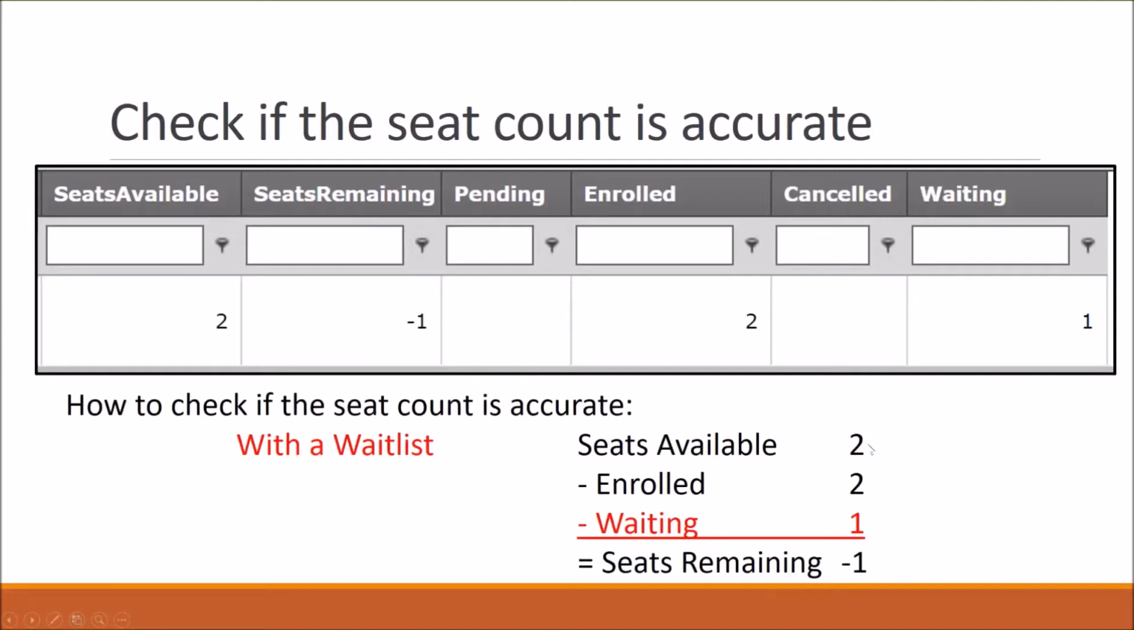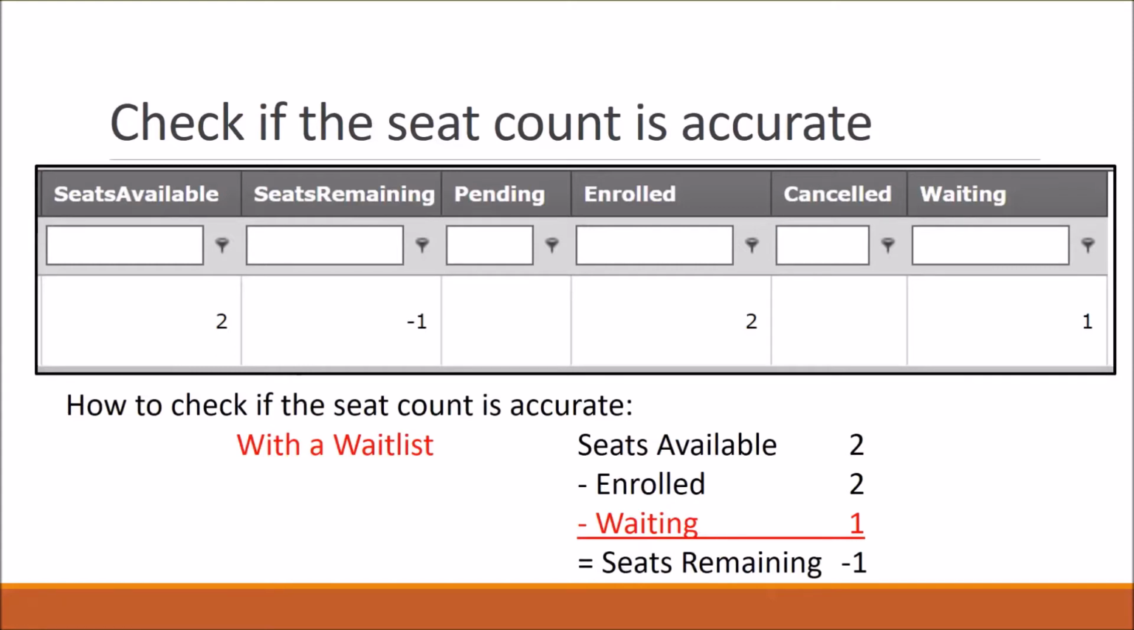So if we had 2 seats to begin with, 2 people enrolled, that makes 0, minus 1 leaves us with a total of -1. So we have 1 waiting, -1 remaining. Our math is also good. So for this class, the seat count is accurate as well. So no problems here. If we wanted to move this person off the wait list into the class, we could go to Course Utilities, add a seat to that class, so we could make it 3 available, and boom, they're in the class. Hopefully that makes sense.